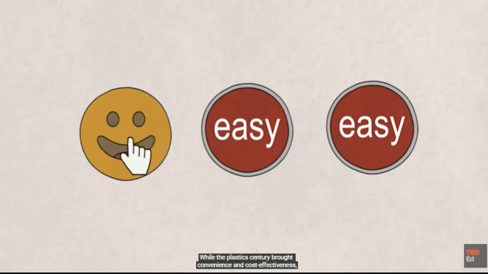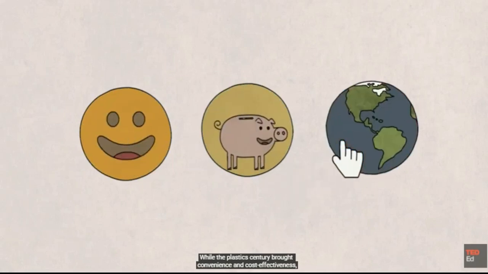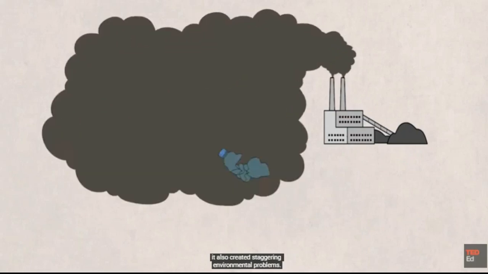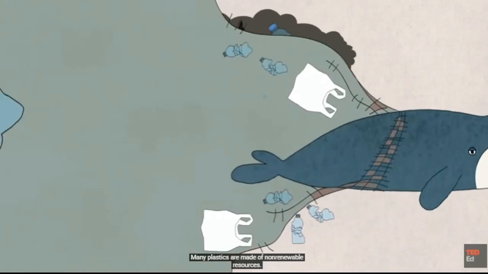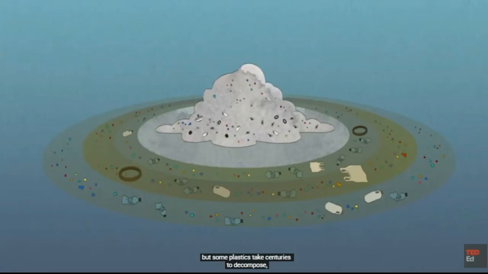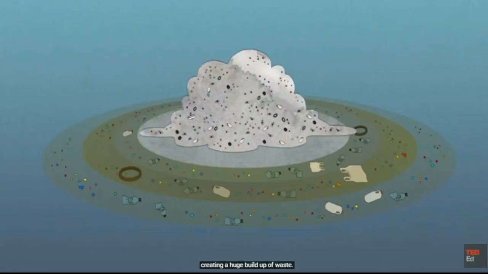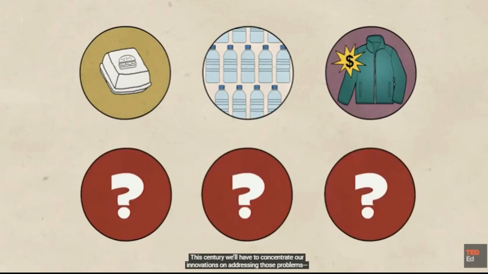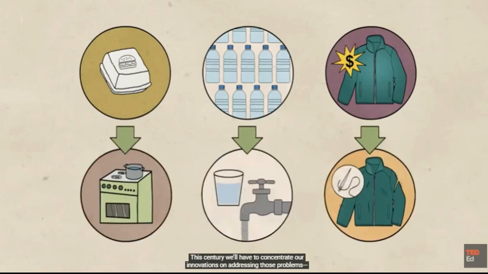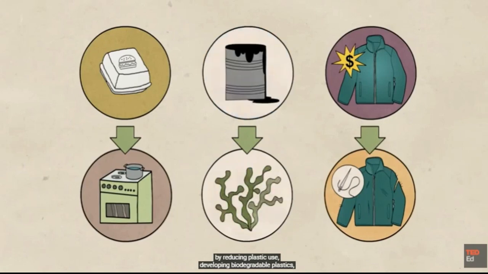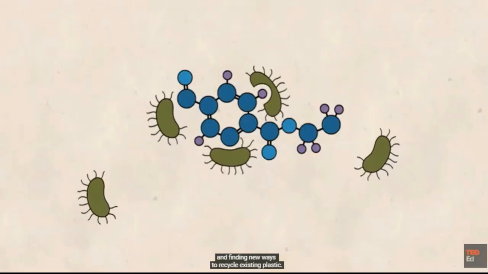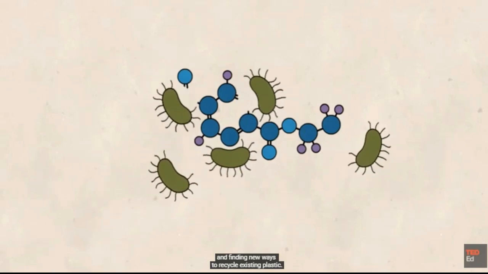While the plastics century brought convenience and cost-effectiveness, it also created staggering environmental problems. Many plastics are made of non-renewable resources, and plastic packaging was designed to be single-use, but some plastics take centuries to decompose, creating a huge buildup of waste. This century will have to concentrate our innovations on addressing those problems by reducing plastic use, developing biodegradable plastics, and finding new ways to recycle existing plastic.